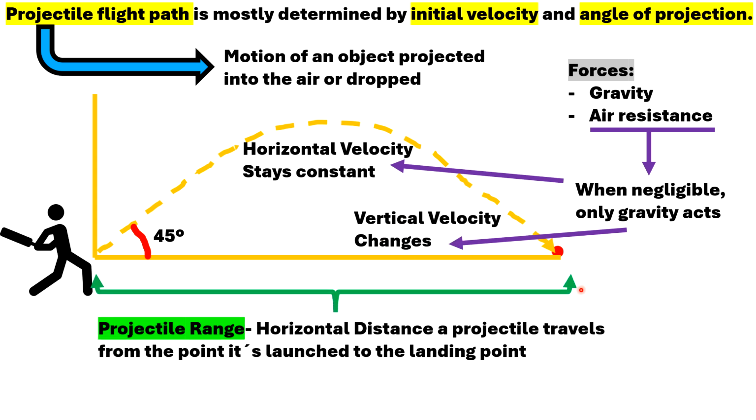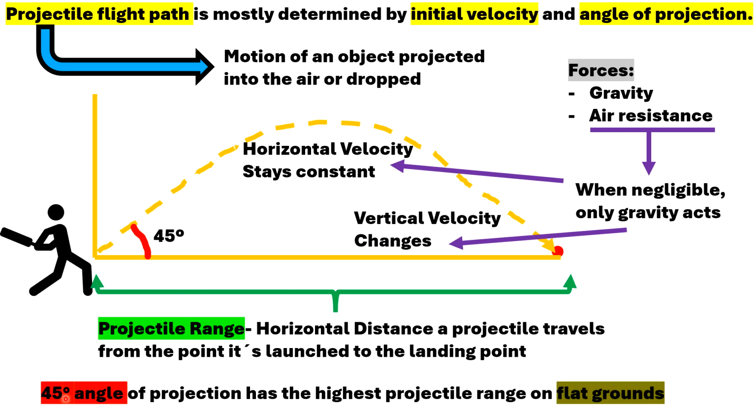Now, the full distance that the projectile is going to travel is called the projectile range, and is the full horizontal distance that it is going to travel from the starting point to the ending point. When we're looking at things from the ground, so the height being 0, a 45-degree angle projection will have the highest projectile range on flat ground. So flat ground, that's 0 meters up in the air. 45 degrees will be optimal if you want your projectile to have the most projectile range.